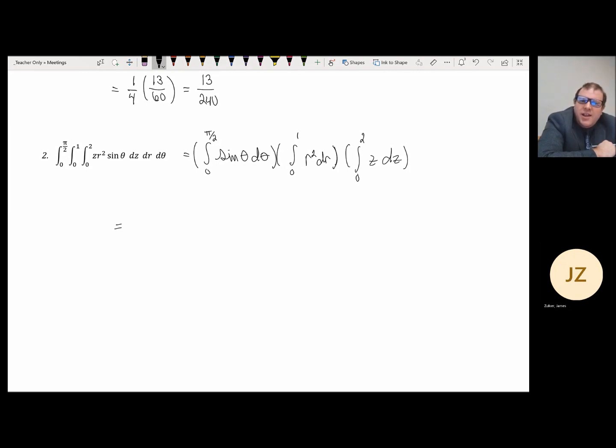The negative cosine from 0 to pi over 2, which is negative negative 1, so that's just 1. r cubed over 3 from 0 to 1 is a third. z squared over 2 from 0 to 2 is 2. That integral's 2/3.